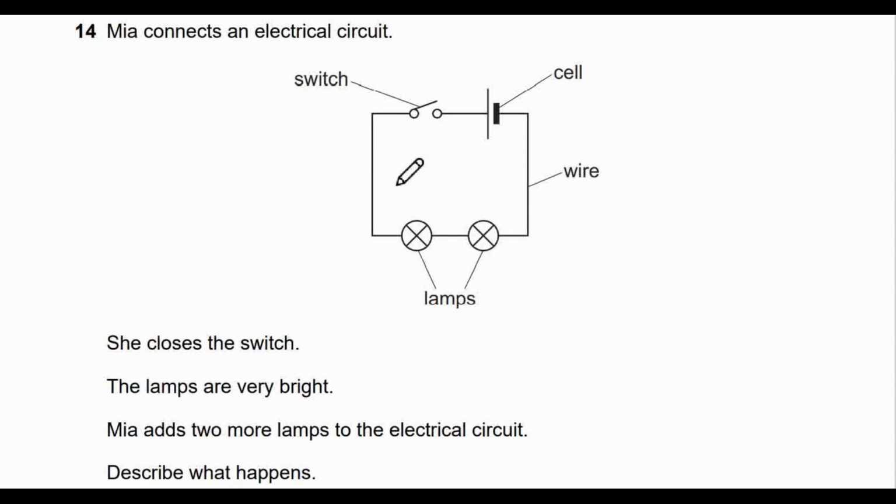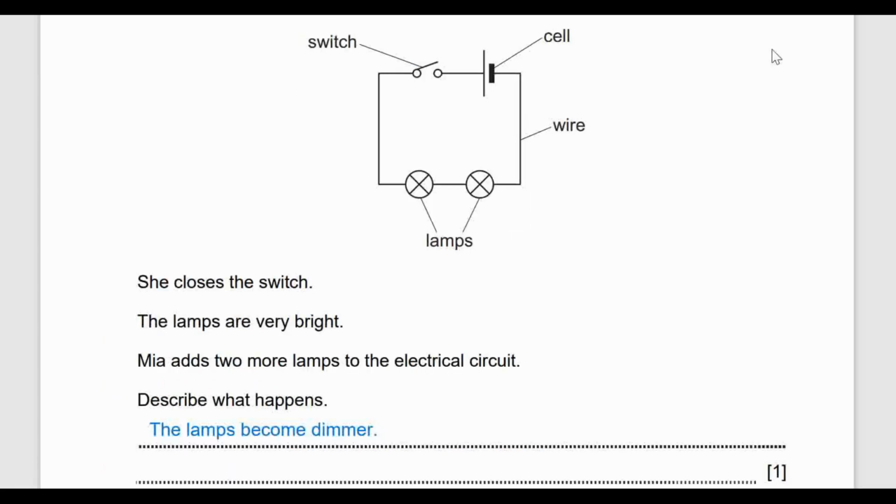So what will happen is the lamps will get dimmer. It will not be as bright as if there were only 2 lamps. So let's write down that answer. So we type this down, the lamps become dimmer. Let's move on.